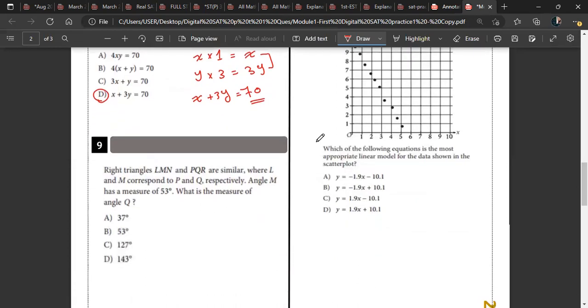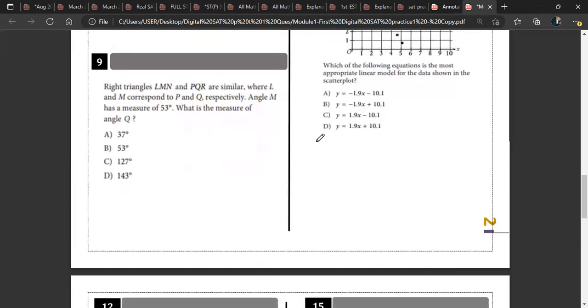Question number 9. This question talks about similarity. Right triangles LMN and BQR are similar, where L and M correspond to B and Q respectively, which means L corresponds to B and M corresponds to Q. And he tells you angle M has a measure of 53 degrees. Angle M, which corresponds to Q, has a measure of 53 degrees. What is the measure of angle Q?